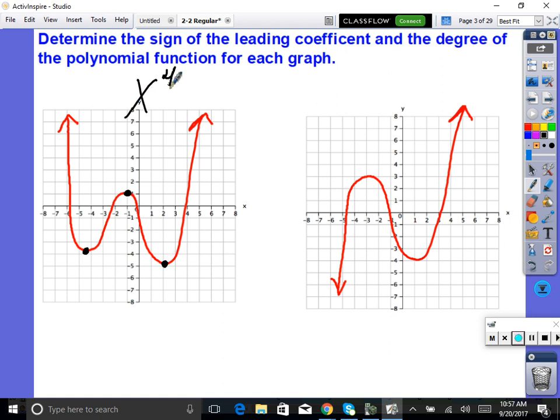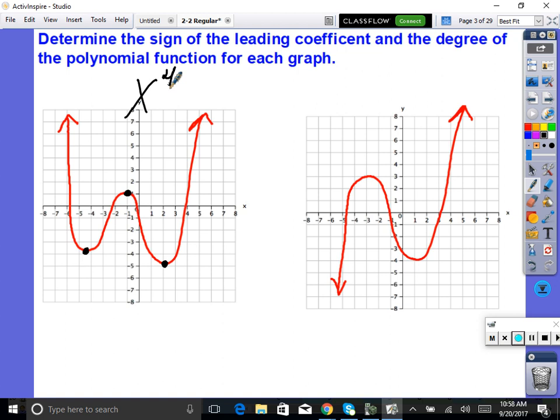Now, I'm sorry, I didn't even read the directions. It says, determine the sign of the leading coefficient. So that means, is the leading coefficient positive or negative? And then it says, and what's the degree of the polynomial? So do you see how we figured out it's degree 4? And now, is it positive in front or negative in front?